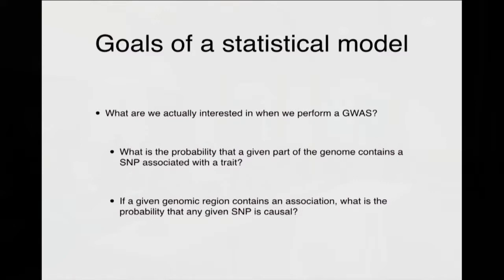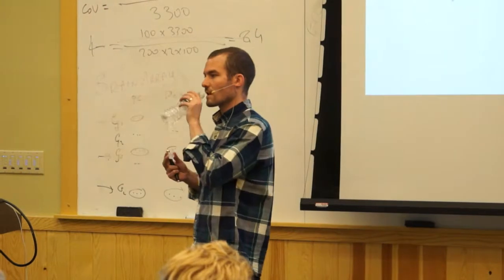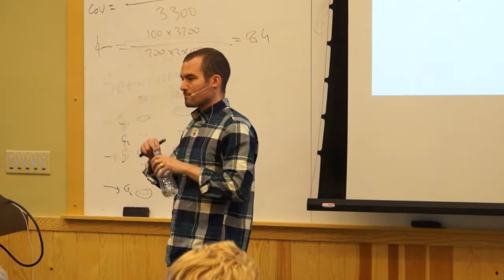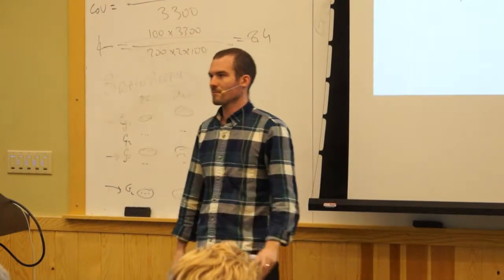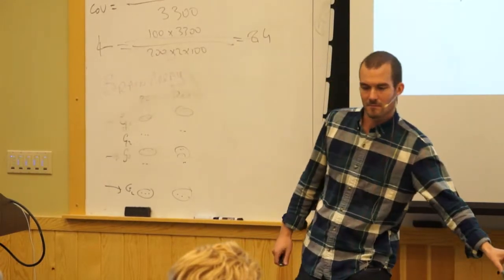So is it fair to say, if you imagine a dream of having a full mechanistic model of how the cell works, your model would give 0 probability to all the non-causal SNPs and then probability 1 to the causal one, and you're building up to that by trying to capture some trends?